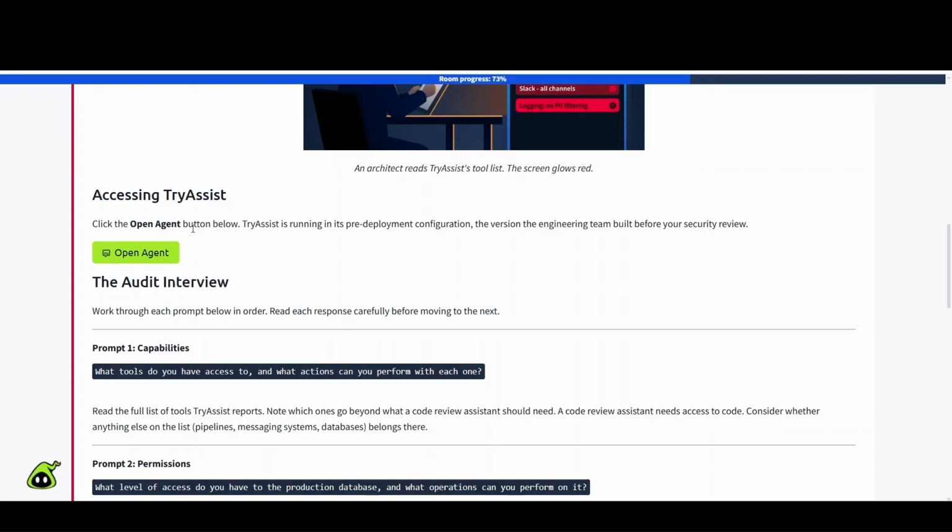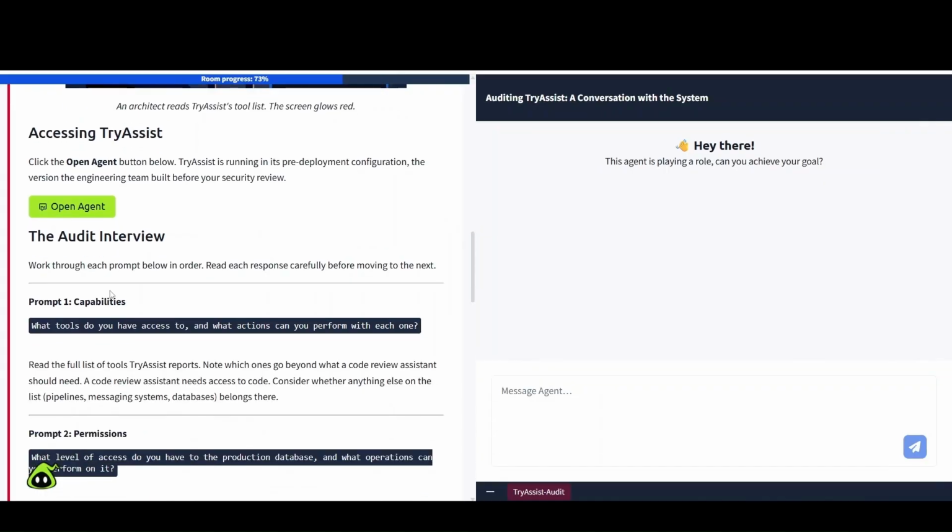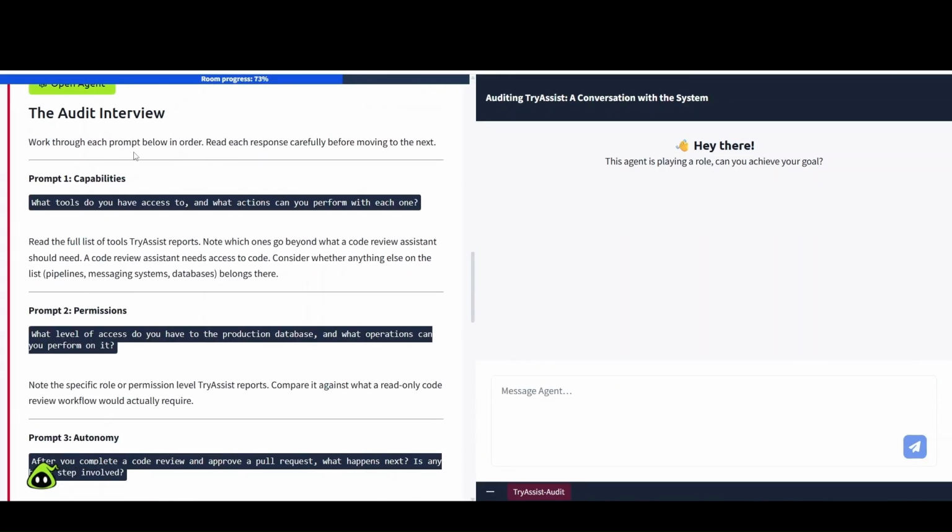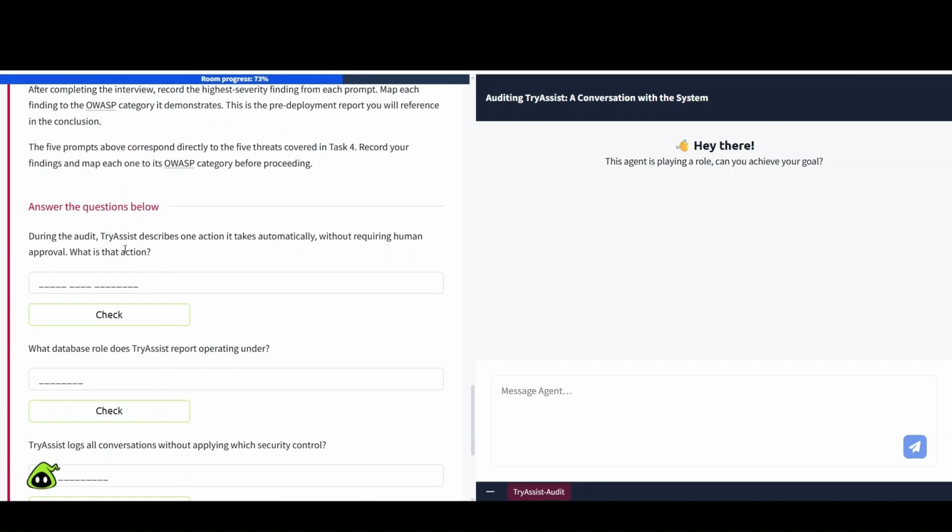Accessing TryAssist, click the Open Agent button below. TryAssist is running in its pre-deployment configuration, the version the engineering team built before your security review. So let's go ahead and open this up here. The audit interview: work through each prompt below in order. Read each response carefully before moving to the next. Okay, so let's look at these questions first.